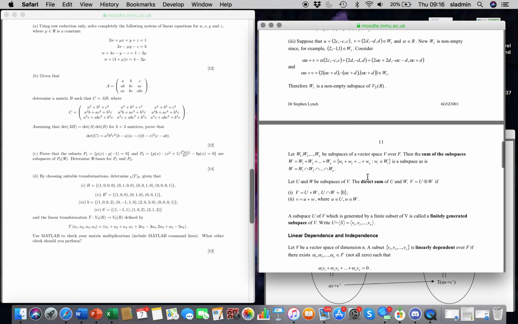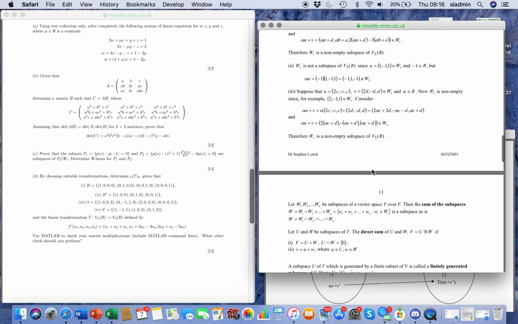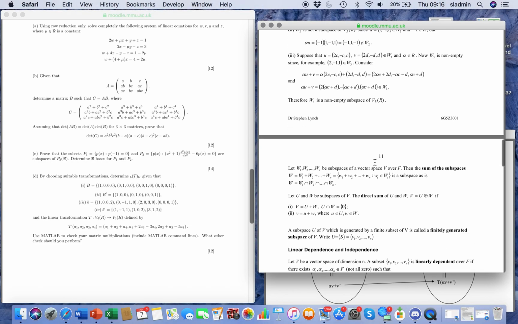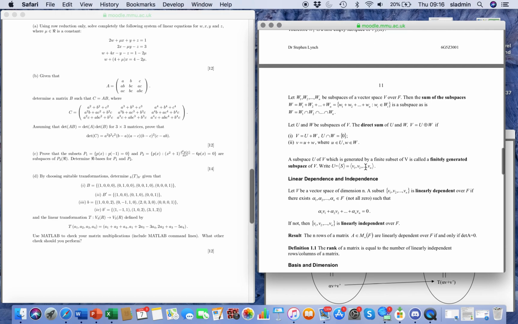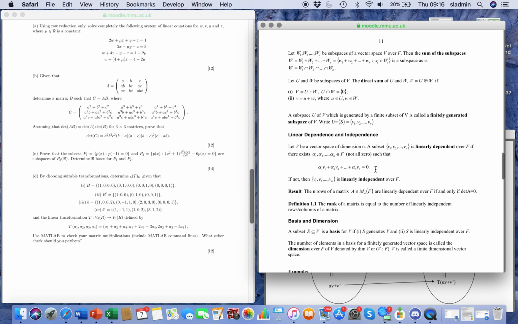So remember, when you're proving that a set is a basis, you have to prove that the set generates, so you have to find the generating set, and then you have to prove that a certain number of these vectors are linearly independent. So you have to find the spanning or generating set for the basis, and then prove that a certain number of vectors are linearly independent.